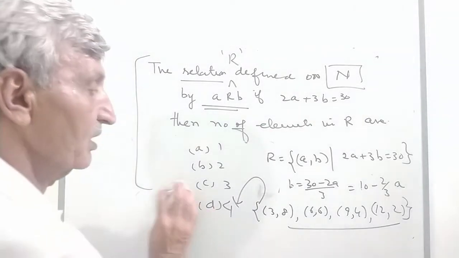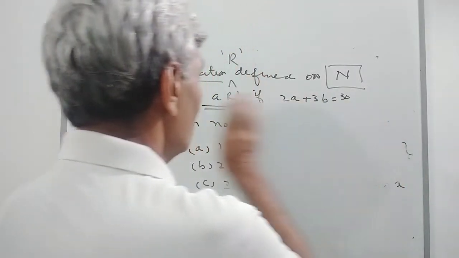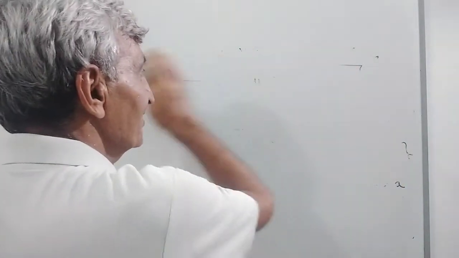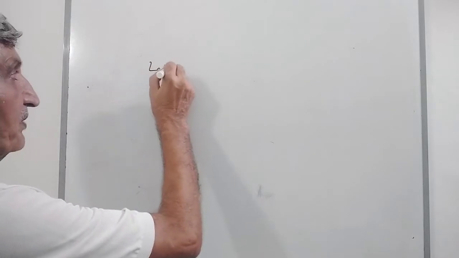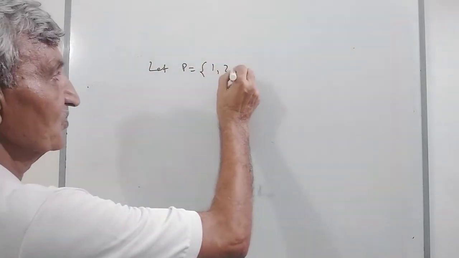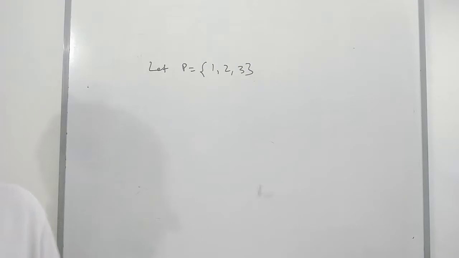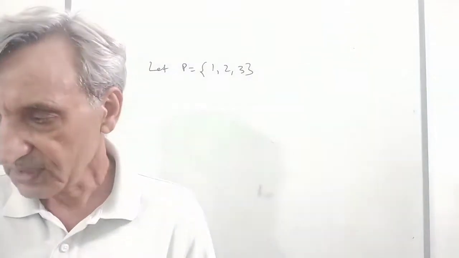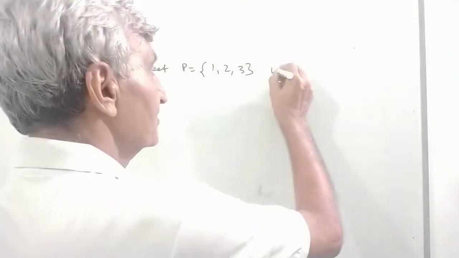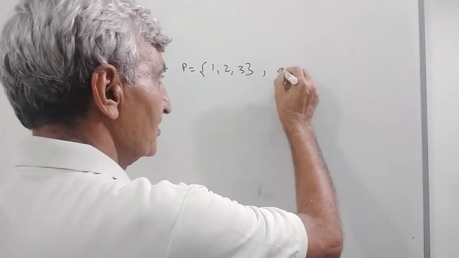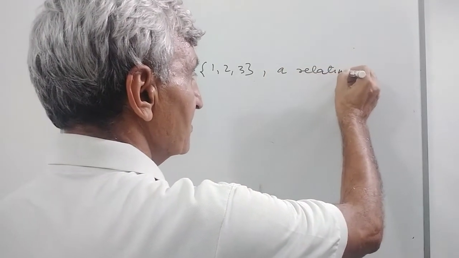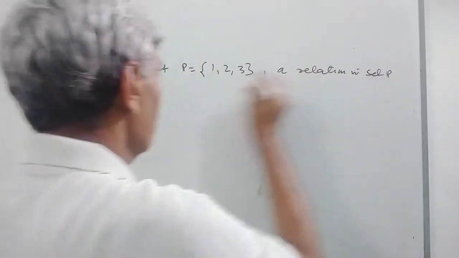So before I end, let's do one more. One of my students asked me to give one more question on this. So let me do one more question here. Let P be the set {1, 2, 3}. Let R be a relation in set P.